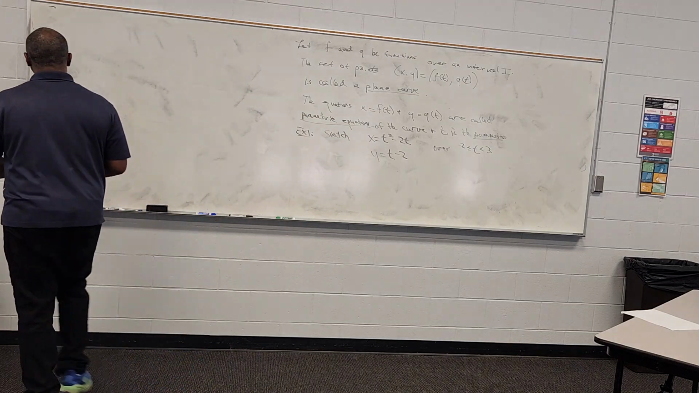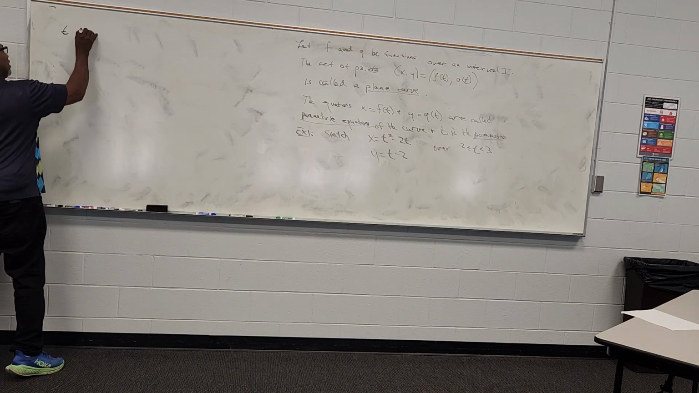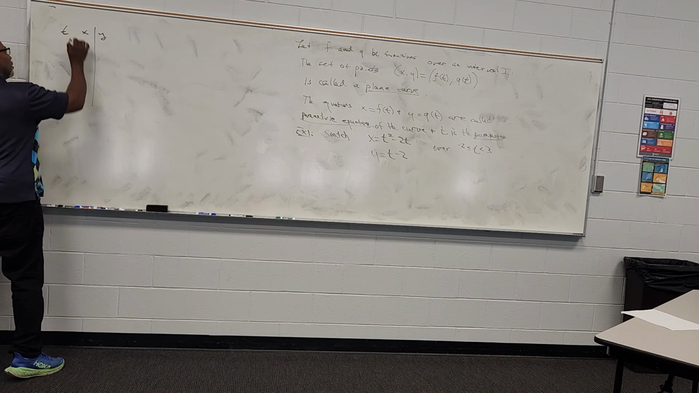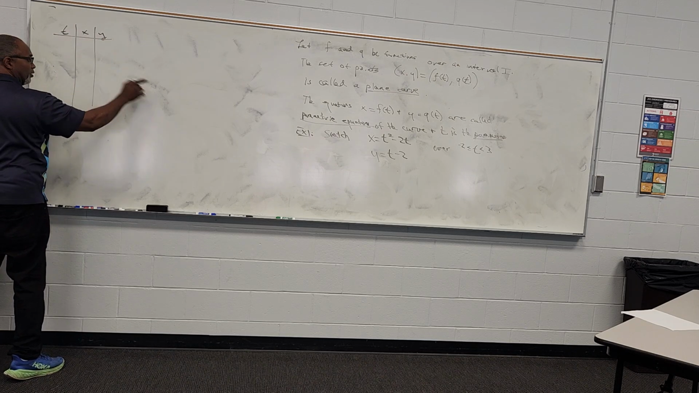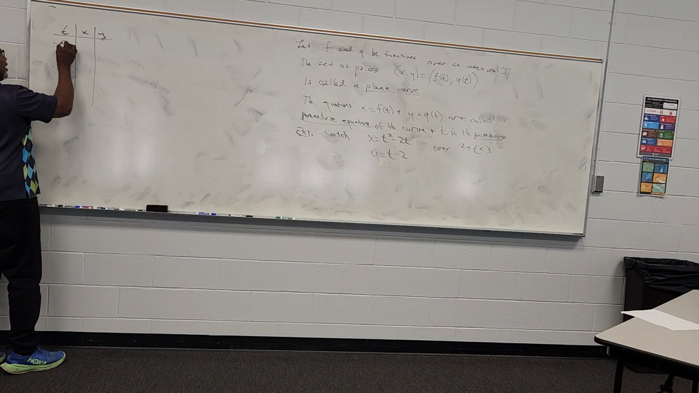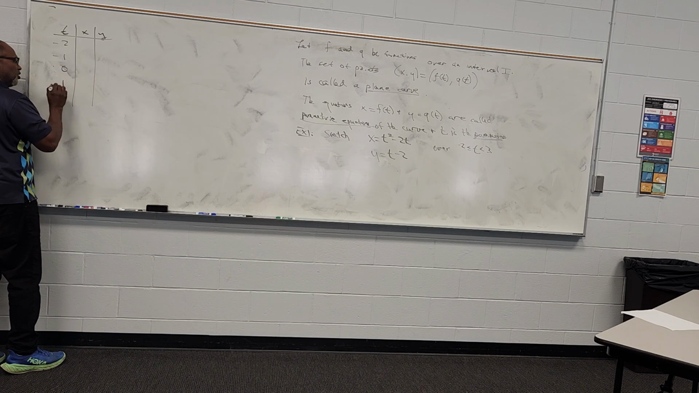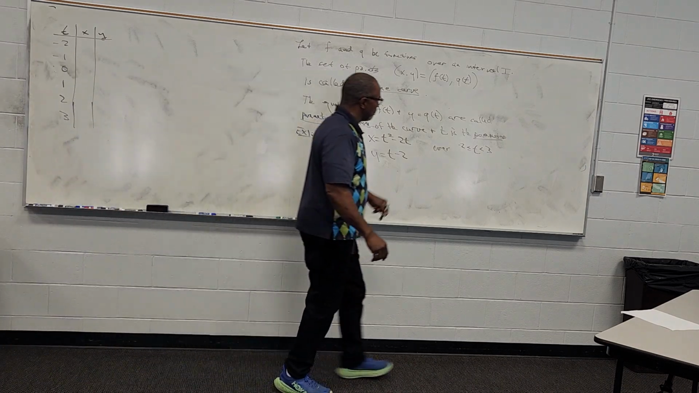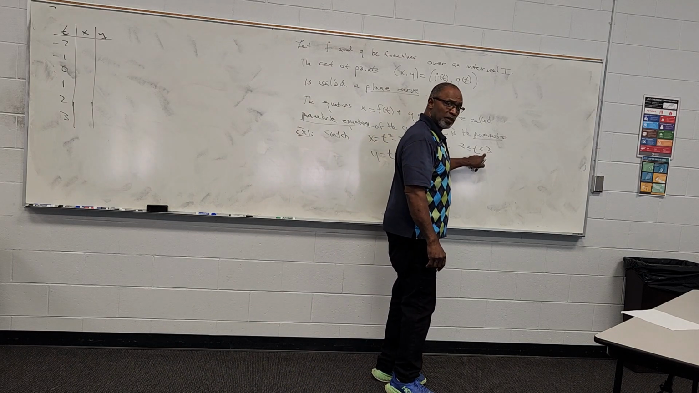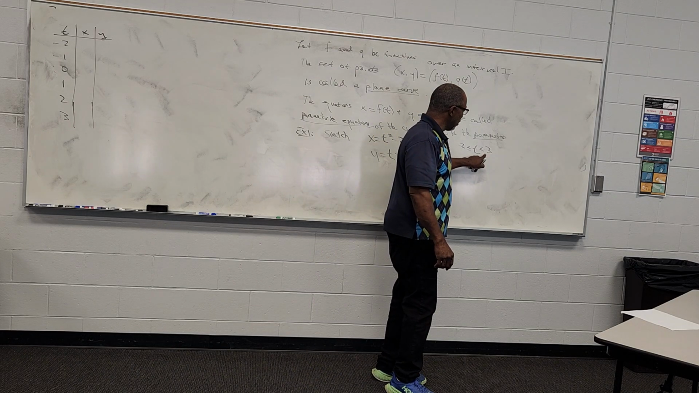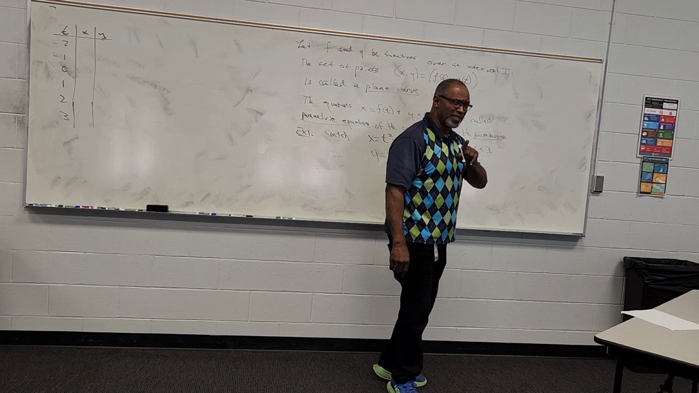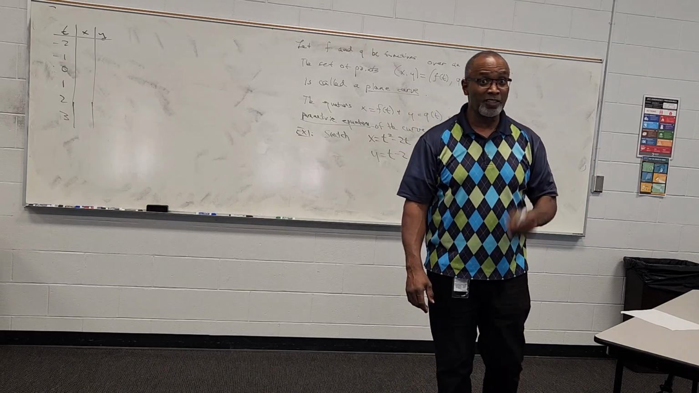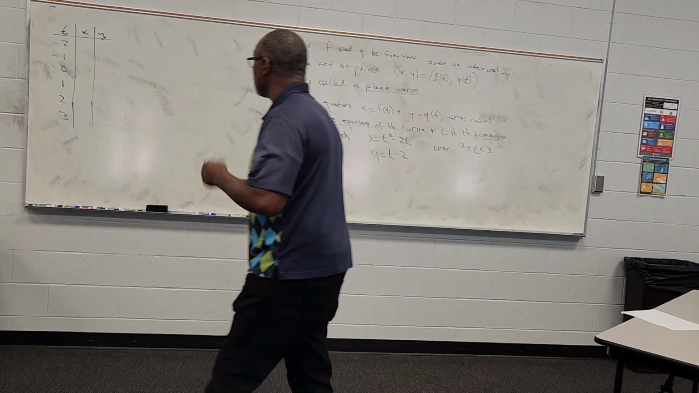So we're going to create a little chart: t, x, and y. We'll use t values of negative 2, negative 1, 0, 1, 2, and 3. I'm going to use 3 even though t is strictly less than 3. When t equals 3, that point won't actually exist, so I'm going to put an open circle there, but I need to know where to place it.